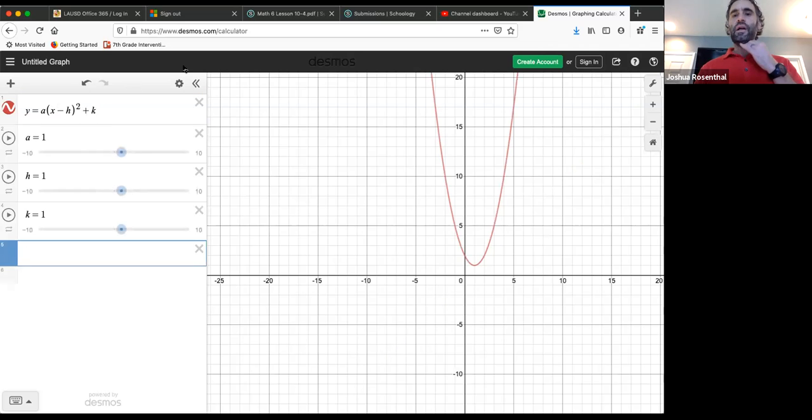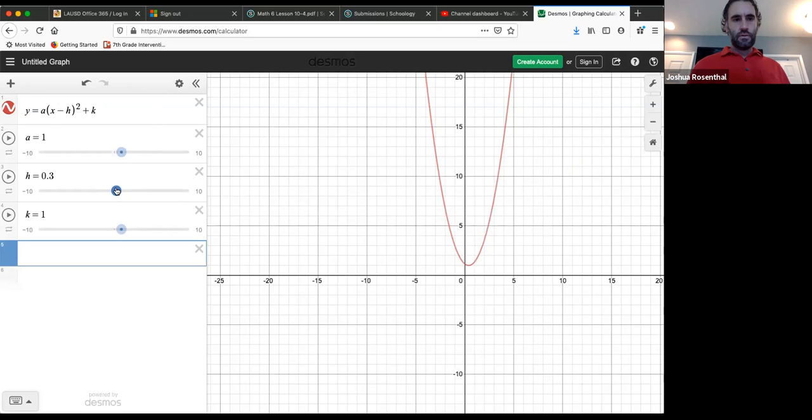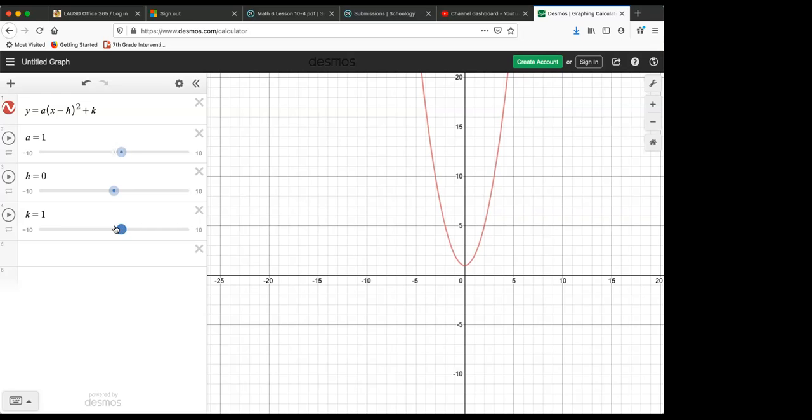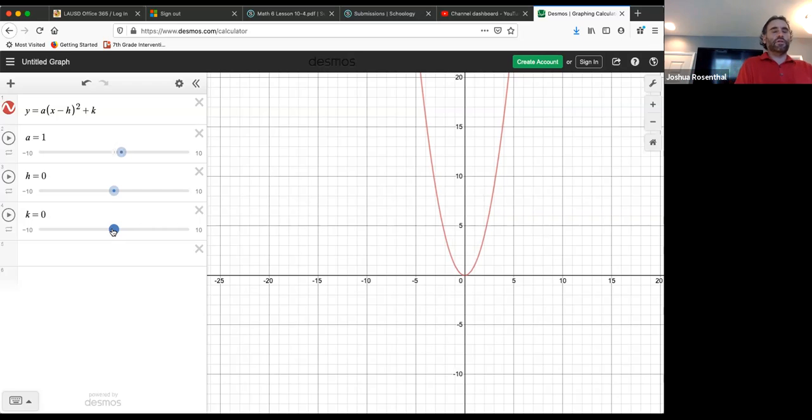Now I have a bunch of sliders. So how do I get back to the parent function? A being 1 is good. What would I want H to be, so it doesn't have any effect on the X? Zero. So we'll make H 0. And what do you want K to be so it has no effect on the function? I think that's 0 too. And look at what it is. It's the same parent function.